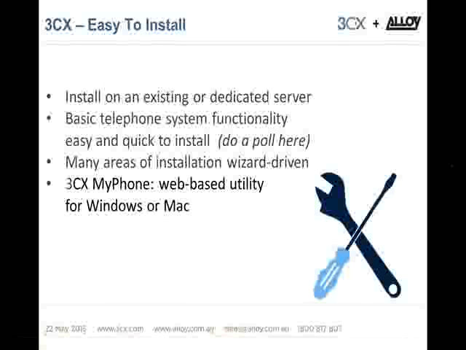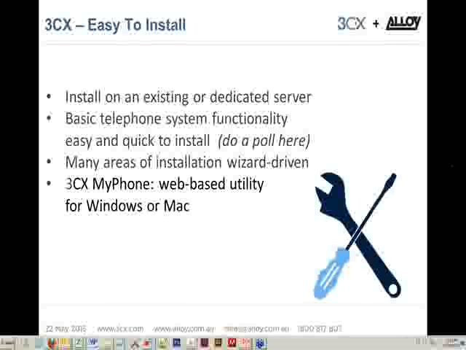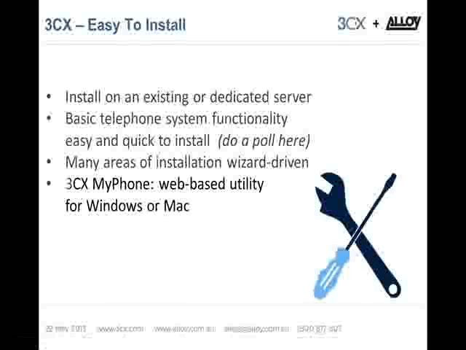The 3CX MyPhone, which is your UC client application, is also a simple executable file that can be run on Windows or Mac. Once you've installed it, you enter your username and your password, and you're off and running. You have a full UC-capable software client where you can see presence, with instant messaging support. You can click to dial, all straight out of the little 3CX MyPhone application.